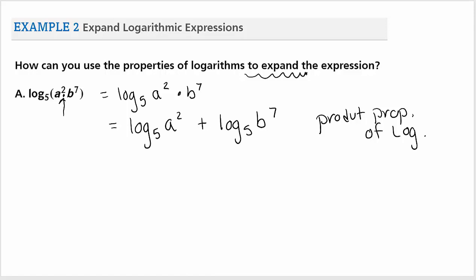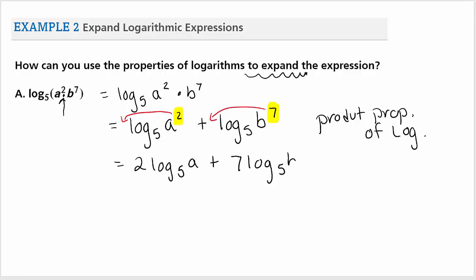Then we are not finished yet because we can take the exponents and bring them to the front of the logarithm. So that's our last step. So 2 log base 5 of A plus 7 log base 5 of B. And this is using our power property of logarithms.